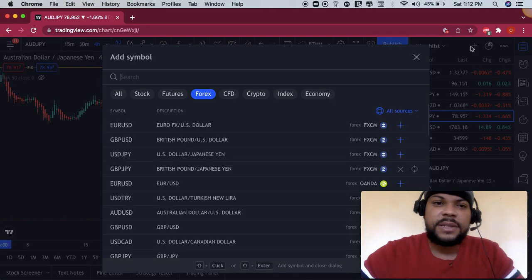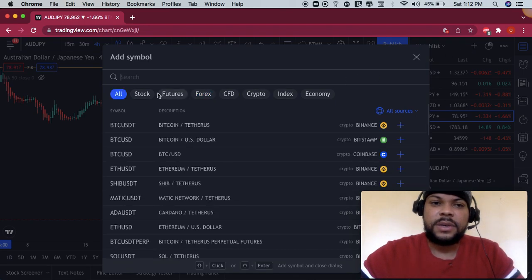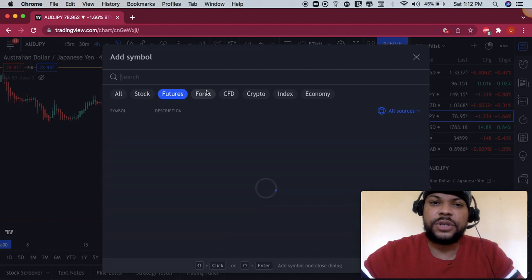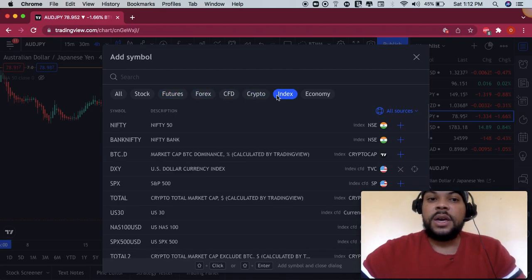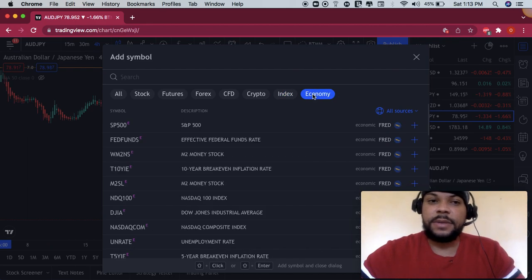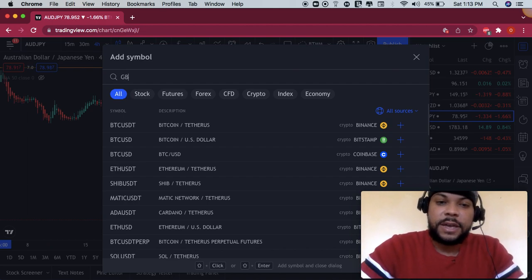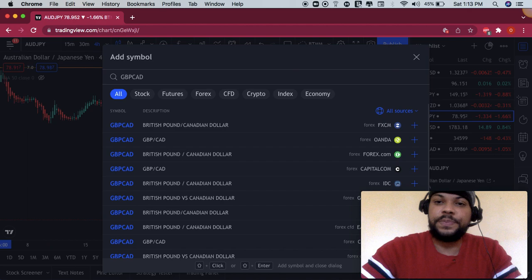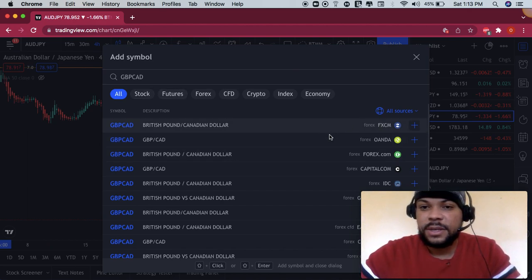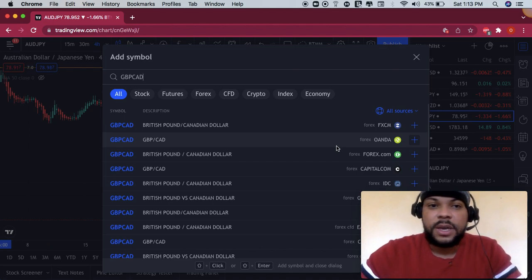So if you want to add another asset pair, maybe you want to add GBP CAD, you go to add symbol, and as you can see, you have stocks, futures, Forex, CFD, crypto, index and economy. Now, if the option all is selected, you can just type in GBP CAD and you'll be able to add it. And remember, I said you can add it from any source, it doesn't really matter.